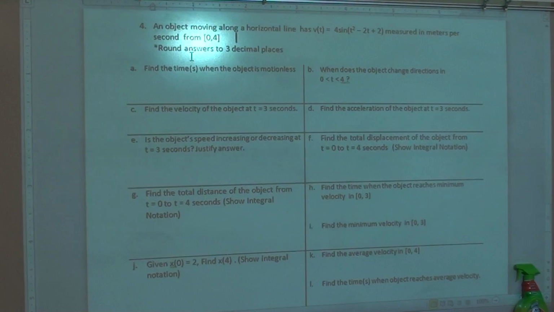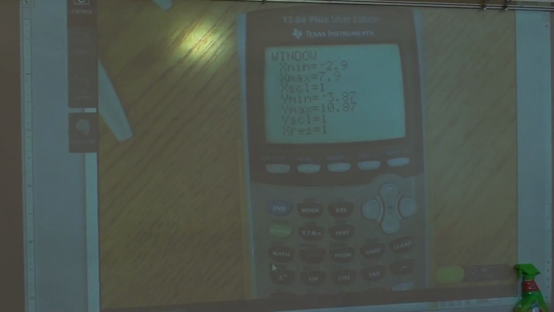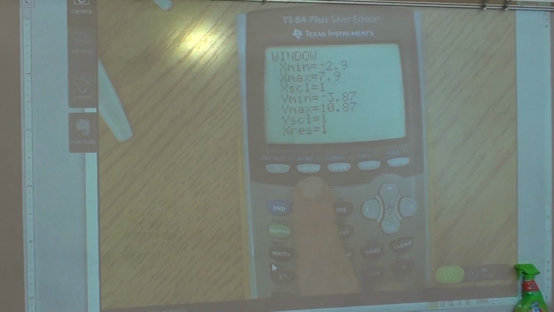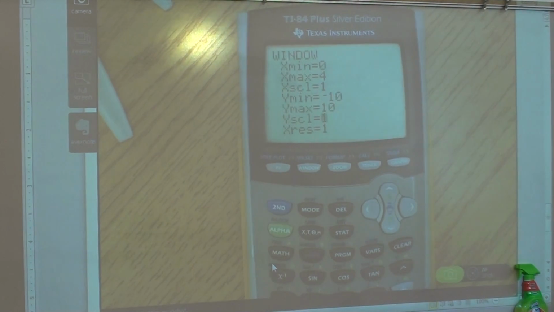So if you're given a window from 0 to 4, what you want to do is hit window on your calculator and then put your x min at 0 and your x max at 4. Standard window for y's is negative 10 to 10. So we can start there, and then if we need to adjust, we can. All right. Once you've got that, go ahead and hit graph. Wow. So this is the graph of our velocity function.